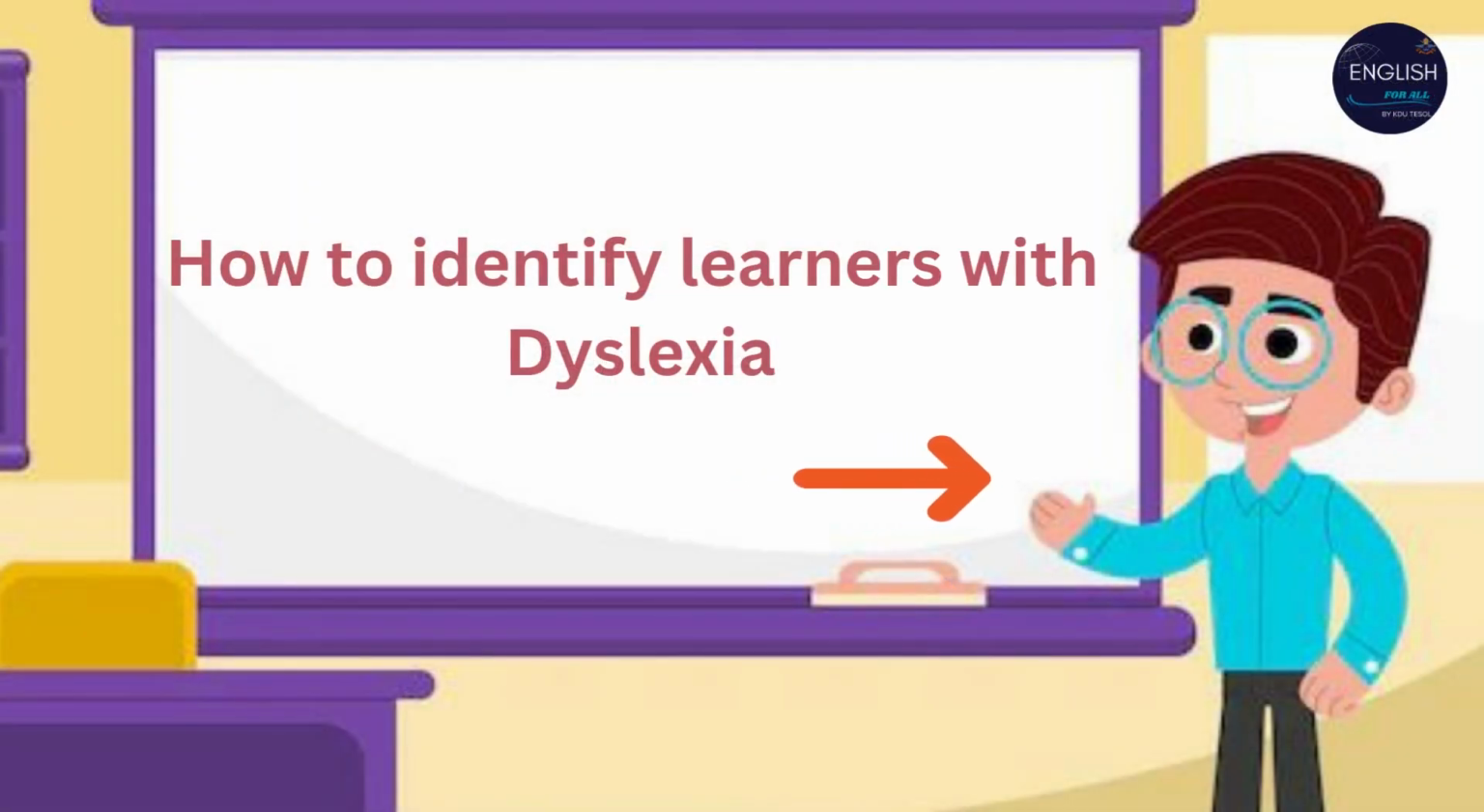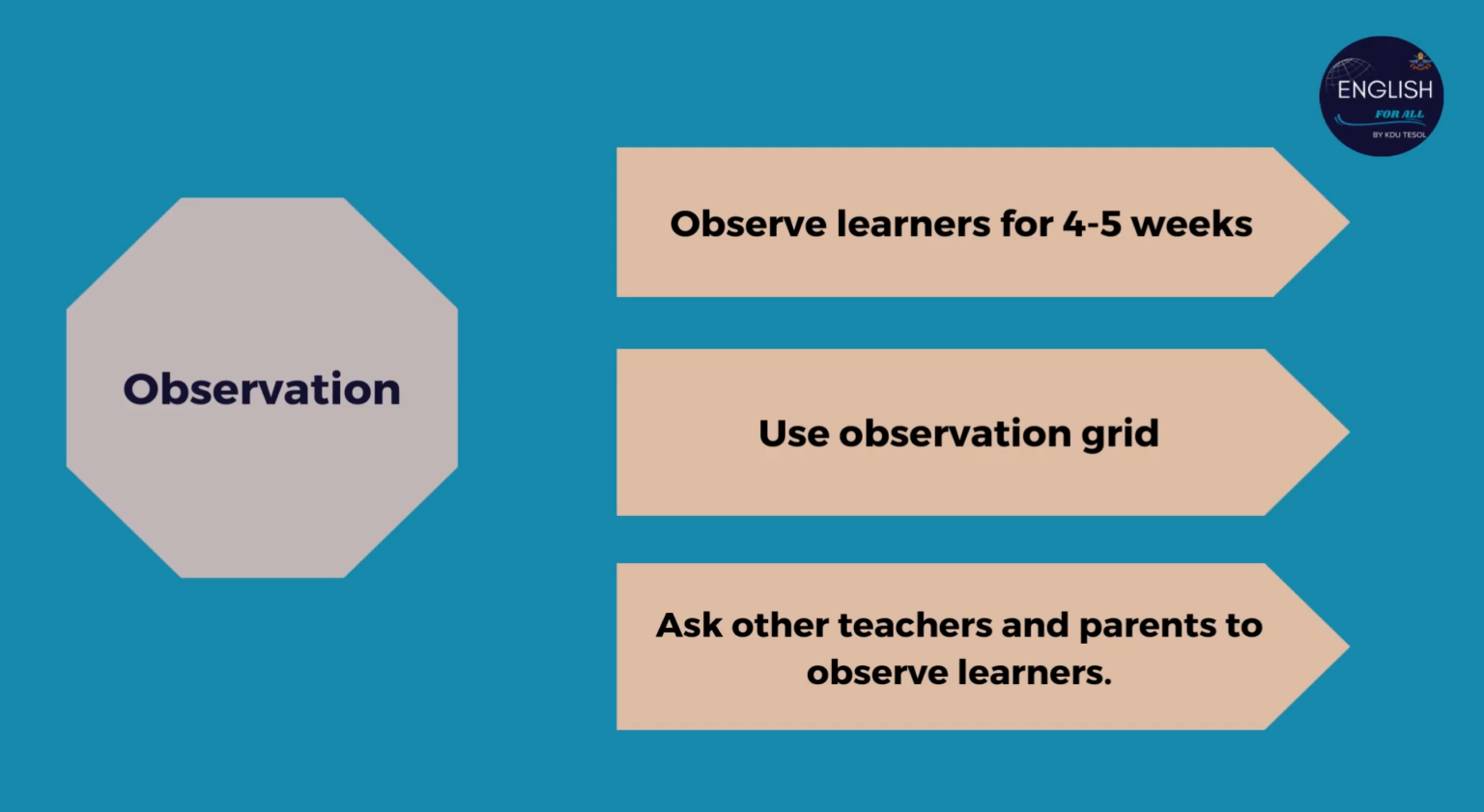Okay, let's look at how to identify learners with dyslexia. So, here are some methods that we can use to identify learners with dyslexia in a classroom. The first one is observation. In a classroom, if there are students who have unusual behaviors, struggling with something regularly, we can start observing them. While they're doing activities, we can check their books, behaviors, and social skills. We can observe learners for 4 to 5 weeks and record their regular difficulties in an observation grid.